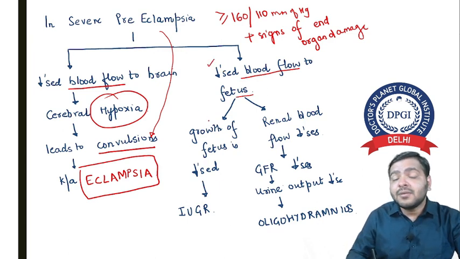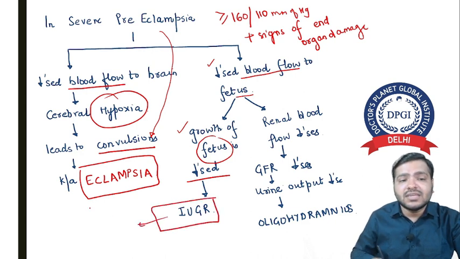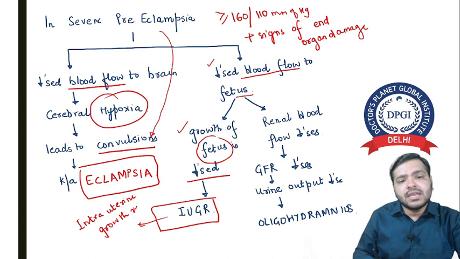And if the fetus is not getting proper blood flow, what will happen? The growth of the fetus will be decreased, and ultimately it will lead to IUGR, that is intrauterine growth restriction. Okay, it will lead to intrauterine growth restriction.